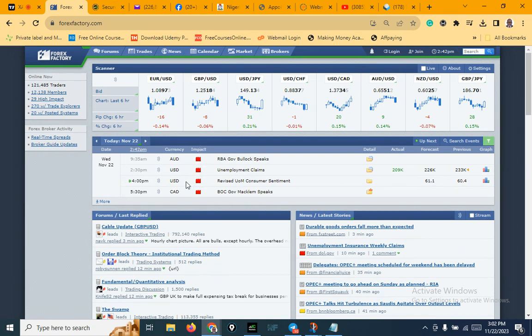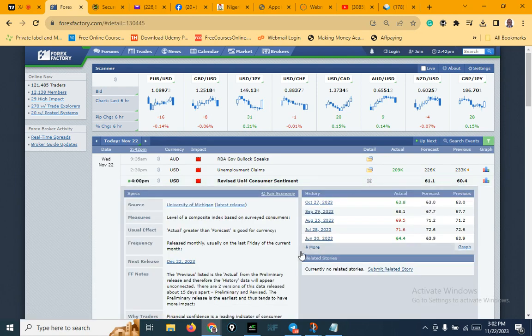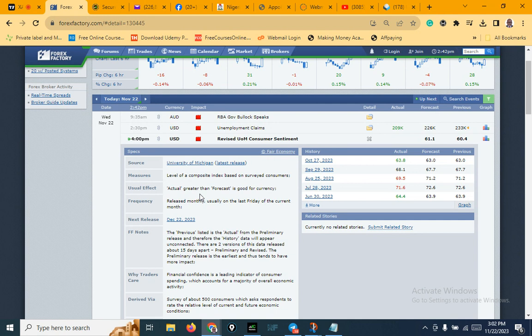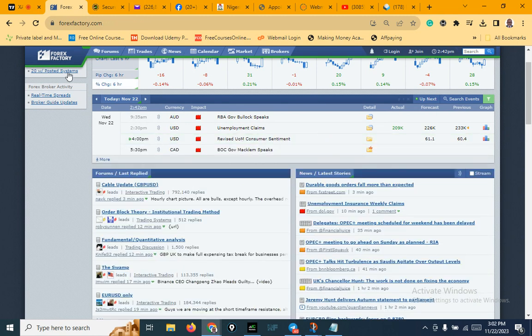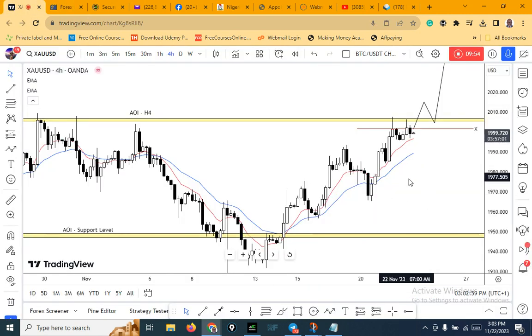Now, this news is coming up by 4 p.m. GMT plus one. Depending on what the outcome of this news is, we may not be able to determine how it will affect the market. But if you click here, you will read information about it. It's saying that actual greater than forecast is good for the currency. So if we get any data that is higher than this forecast, which means that it is good for the greenback, that's the United States dollar, then for gold specifically, gold will start shorting, going down, as it were.